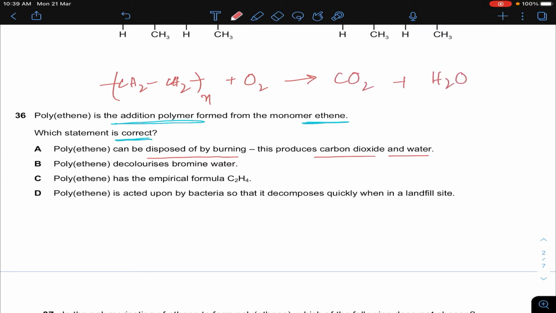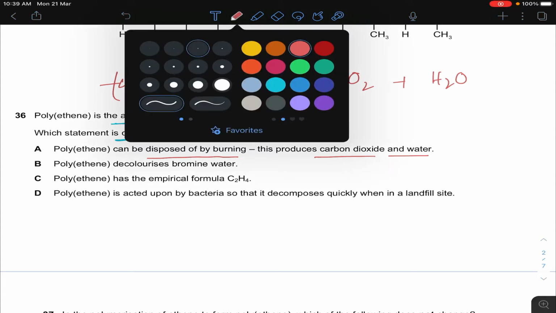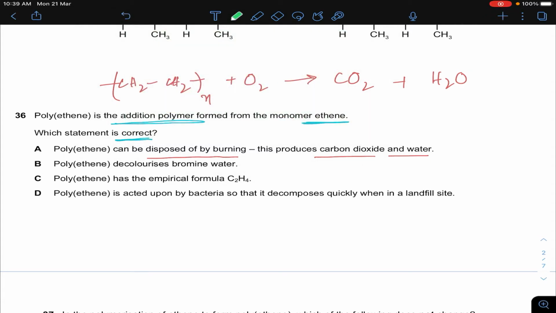So this is one way of disposing of the addition polymers, although it has its disadvantages, because the burning of a hydrocarbon releases toxic gases in the air, right? So this is not a better way of disposing of the addition polymers, but this is one way of disposing of the addition polymer. This produces carbon dioxide and water. So this option is correct. Polyethene can be disposed of by burning. This produces carbon dioxide and water. So let's look at the other options as well.